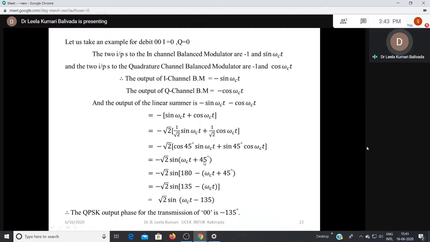And sin theta can be written as sin 180 minus theta. Therefore, this expression can be written as sin 180 minus omega ct plus 45, which is 135 minus omega ct, so minus root 2 sin 135 minus omega ct. This can be written as root 2 sin omega ct minus 135, since sin minus theta equals minus sin theta. Multiplying the internal term by minus 1, it becomes omega ct minus 135, so that it becomes root 2 sin omega ct minus 135.